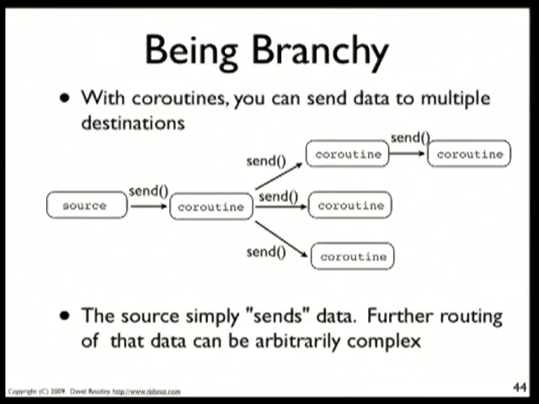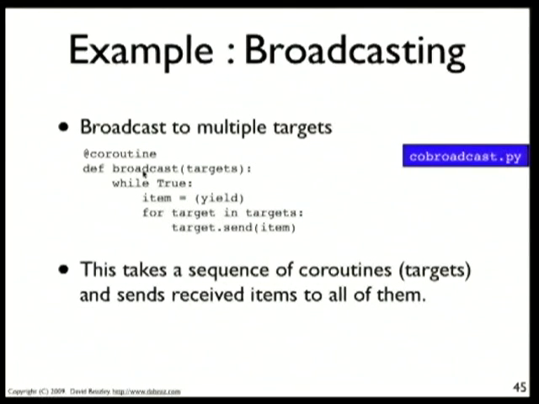Now, one of the things that's a little bit scary with coroutines, because you're driving these processing pipes by pushing data in at the front, is that you have the option of branching out. I'm not sure this is a good thing or not, but it's certainly possible. You could imagine a source pushing data into some coroutine, and then all of a sudden the thing splits off into a broadcast. So here's an example of a broadcaster.